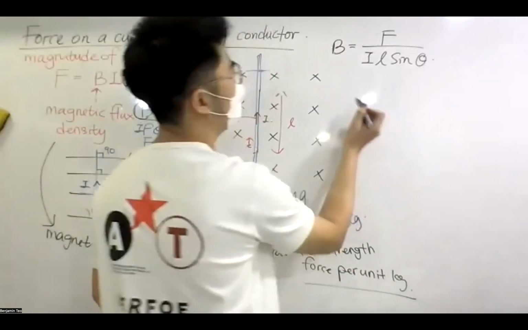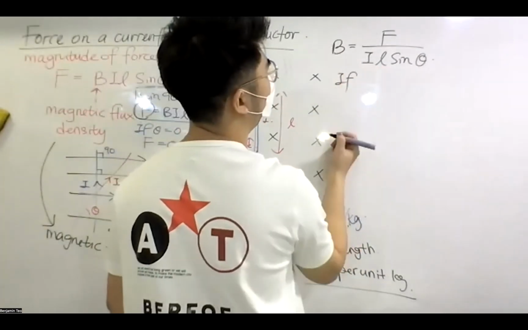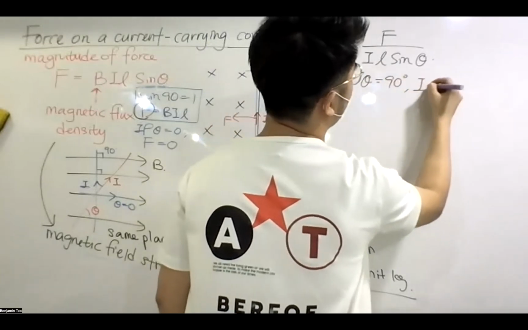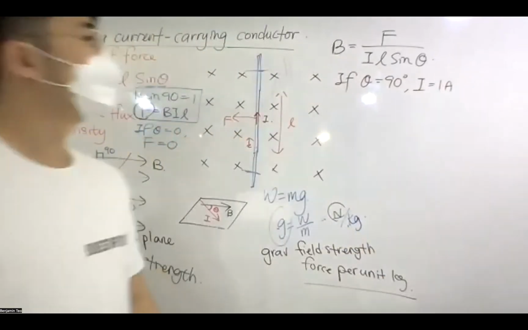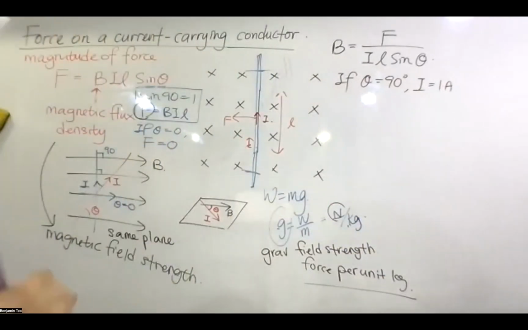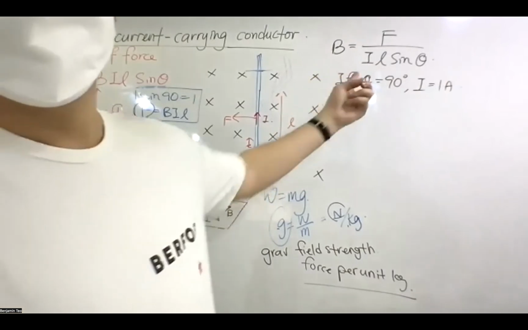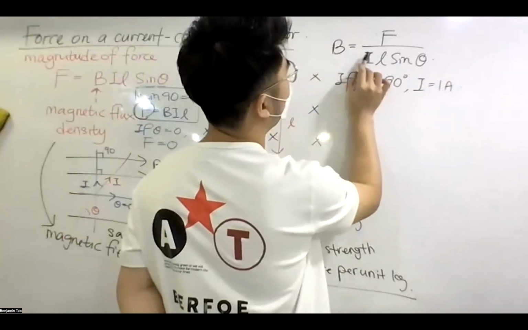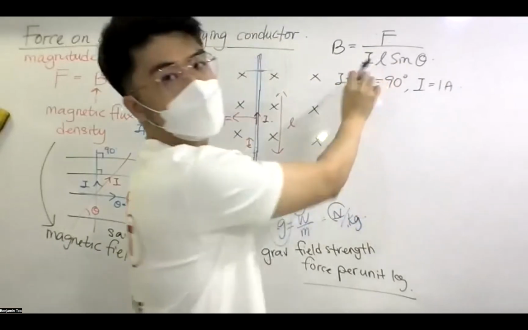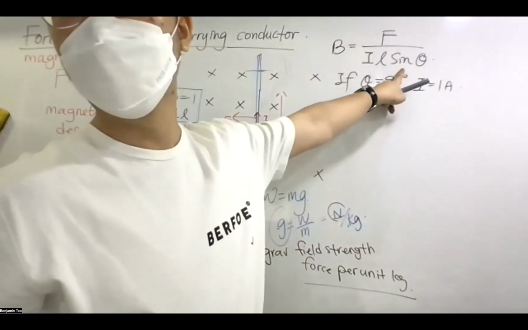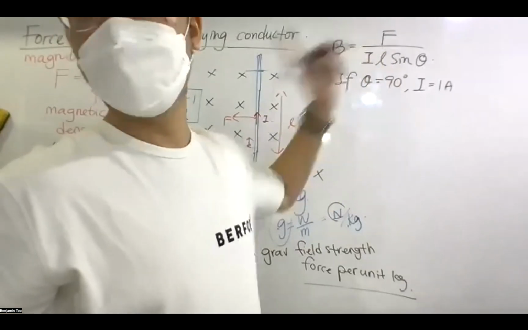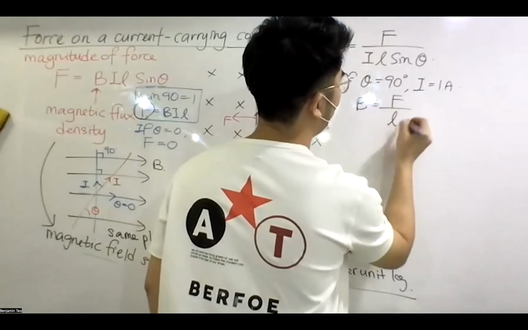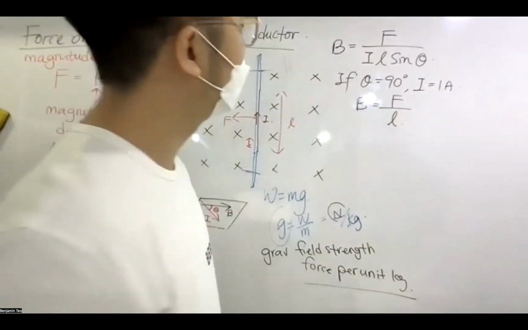We assume that theta is 90 degrees and the current is 1 ampere. We set some conditions to define it. Now, if these are so, then this becomes force per unit length, because this one becomes 1 and this one is 1, then you get F over L. Then we use this to define it.